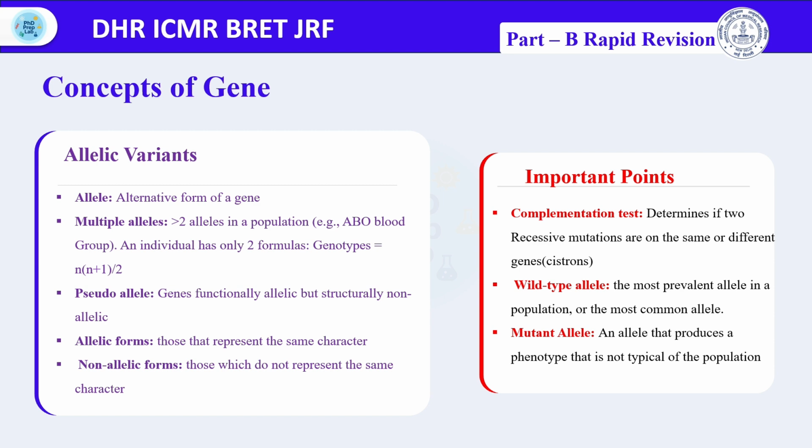Now you have a formula for the number of genotypes. This is n(n+1)/2. Make sure you remember, sometimes they ask. Now, what is a pseudoallele?